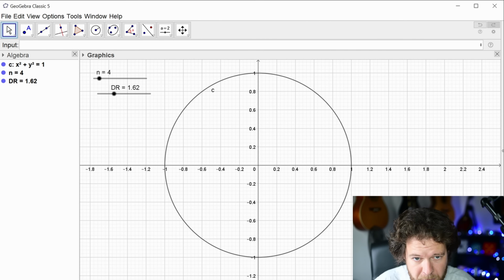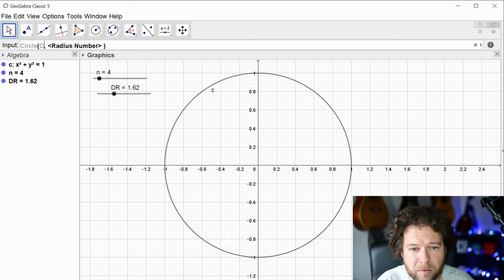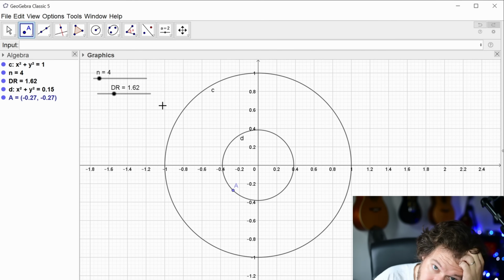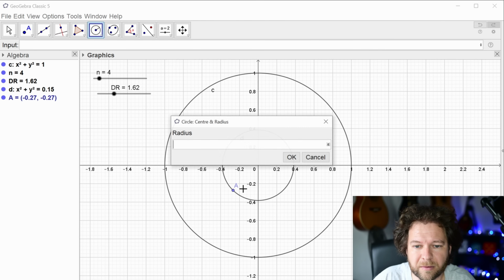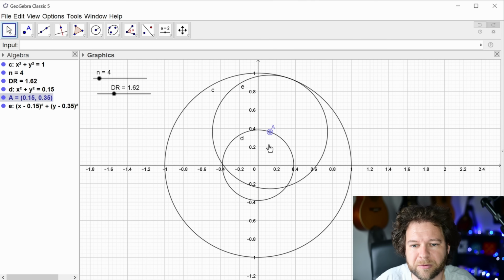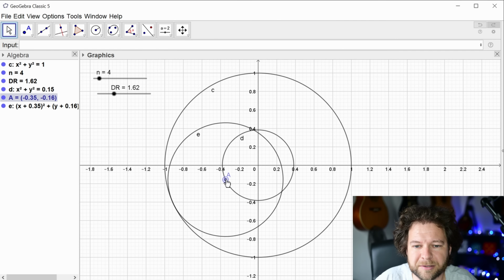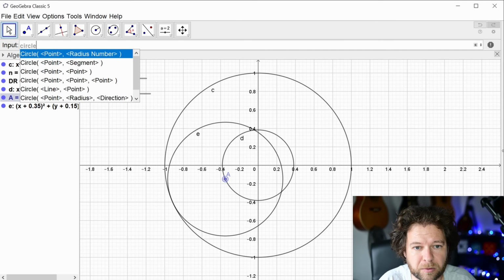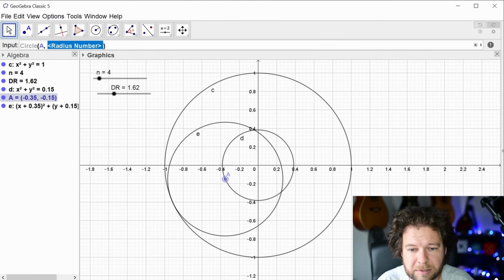So let's get a circle, center O, radius 1 minus 1 over dr. That's more like it. And then if we put a circle on there, radius 1 over dr, then that touches. Okay, so that's my first circle that moves around. And then the next one I need to do inside that. So a circle centered on A now. That's the point I've just arbitrarily made.